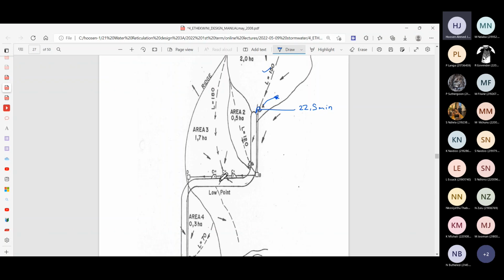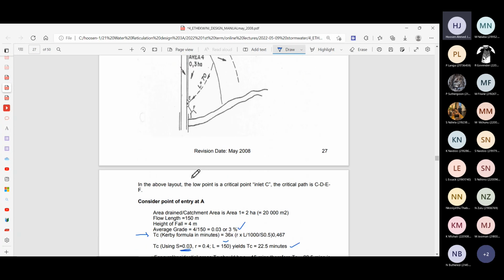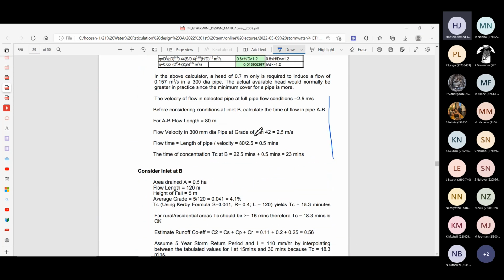So to design that pipe from B to C2, you would need the concentration time at B. It will be the concentration time at A plus the time it takes for the stormwater to flow from A to B in that pipeline AB. So that's what's being done in this last bit of calculation. How long does it take for the water to flow from point A to point B in the pipeline?